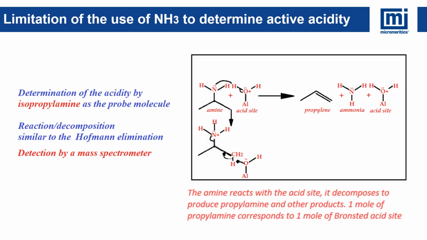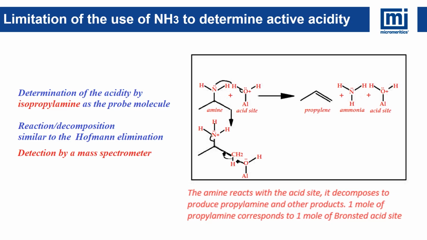If we're not interested in the total acidity, but only the Brønsted acid sites, we use isopropylamine as a probe molecule. This is the same as we did before with ammonia. We saturate the sample with isopropylamine, but as I said before, isopropylamine is a liquid. So we have to have an instrument that can evaporate the isopropylamine to saturate the sample.